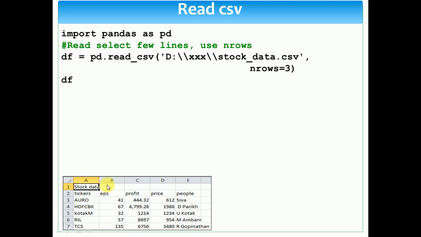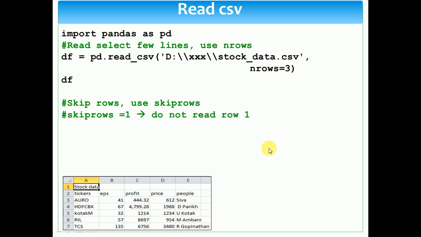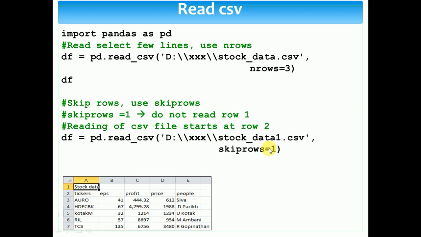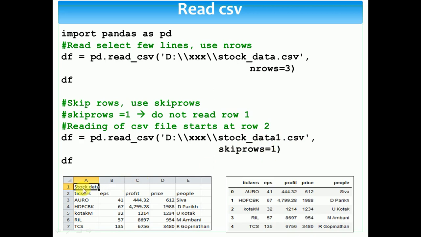So this is the data that is available to me in stock_data.csv, and now I want to pull only three rows. So I can do that using nrows equal to 3. Similarly I can skip rows. If I set the skiprows parameter, then it will start reading from the second row. Suppose I have another CSV file, say stock_data_1, and then I say skiprows equal to 1, then in that case it is going to skip, and this particular information, whatever is written as stock data, will not come.